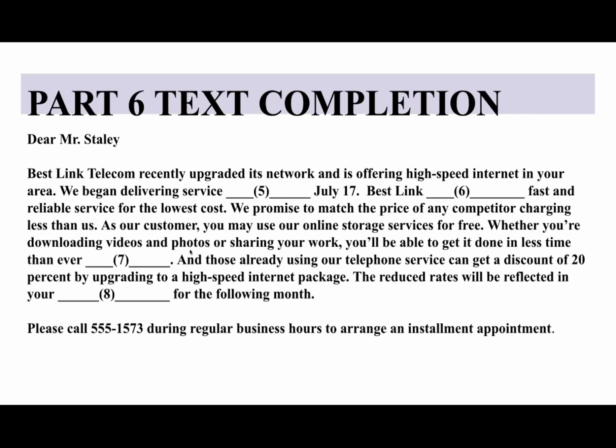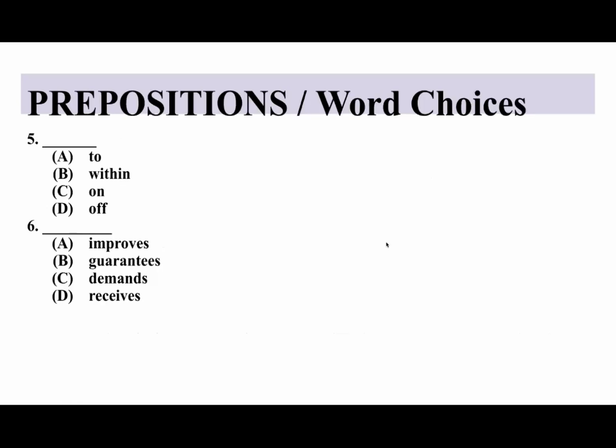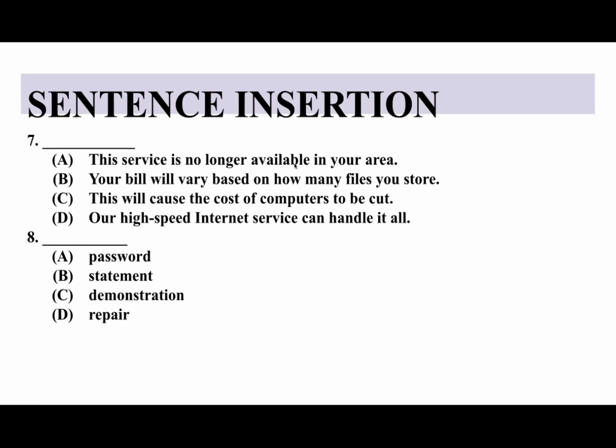Next: whether you are downloading video or further sharing of your work, you will be able to get it done in less time than ever. สิ่งที่เกิดขึ้นคือคำที่ 7 เนี่ยต้องเช็คนะครับว่ามันสัมพันธ์กันยังไง วิธีการเช็คก็คือว่าพอเราอ่าน sentence แรกกับ sentence ที่ 2 เนี่ย มันล้อหรือว่ามันสัมพันธ์กันด้วยกันหรือเปล่านะฮะ เช่น: and those already using the telephone service get a discount of 20% by upgrading to a high-speed internet package. This service is no longer available in your area. Be wary based on manifold. Your bill will vary based on the manifolds you store. This will cause the cost of computers to be cut for high speed.